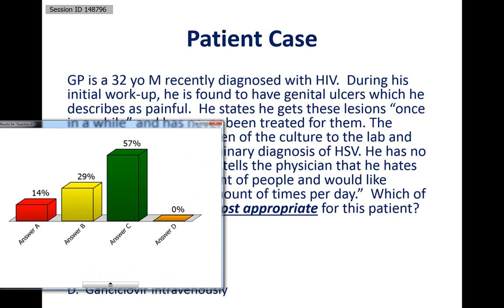So in this case, it's split up. Any of these treatment options are appropriate except for ganciclovir. We don't want to give them ganciclovir IV. So acyclovir, famciclovir, and valacyclovir are appropriate. But in this patient case, what are some things to keep in mind?